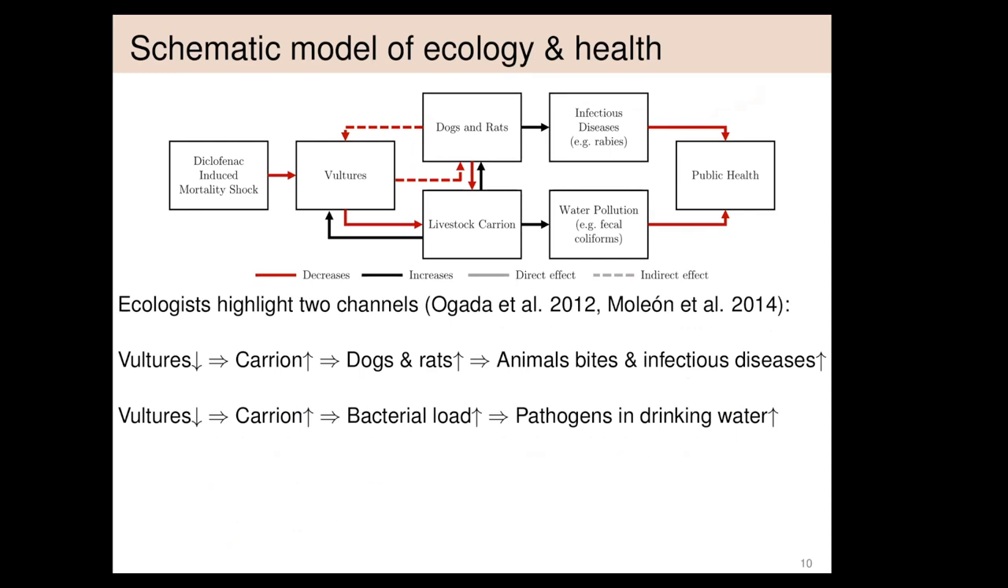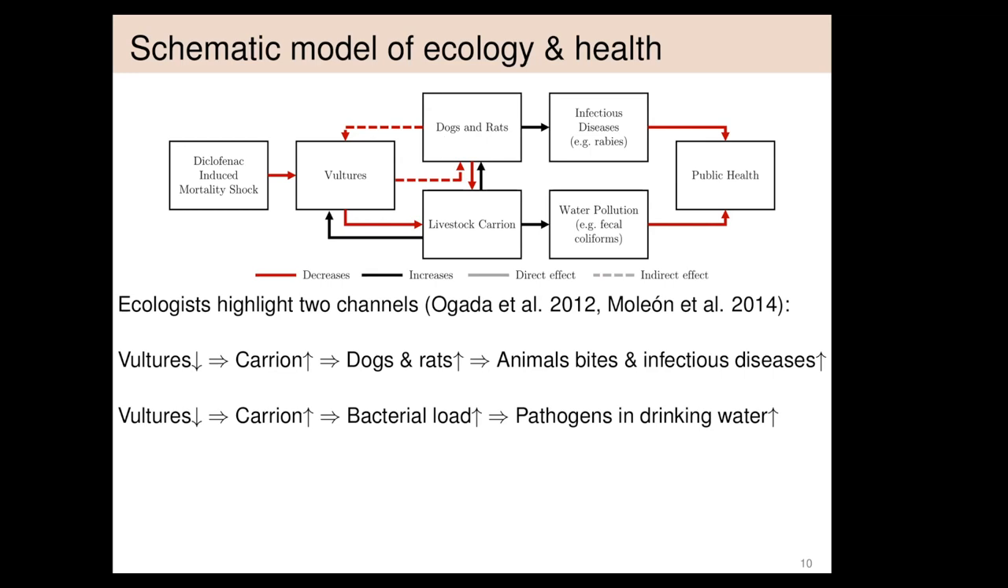To tie this together more schematically, there are a lot of moving pieces here. You can think about vultures, and dogs and rats, as two groups of scavengers competing over the dead animals. Having more of these scavengers means fewer dead animals, which is good because more dead animals will potentially mean more water pollution, which will have a negative impact on public health. However, if we lose vultures, we're going to have more dogs and rats. One problem with having more dogs and rats relative to vultures is that vultures don't really come into contact with people. Dogs and rats do.